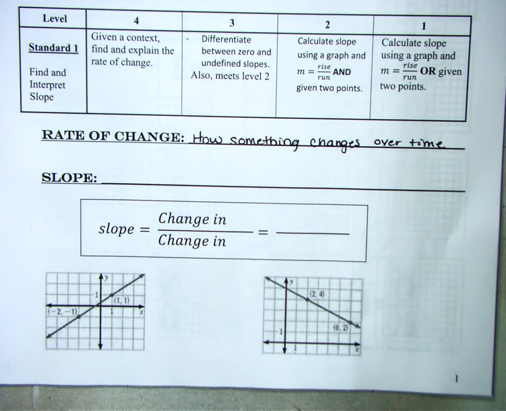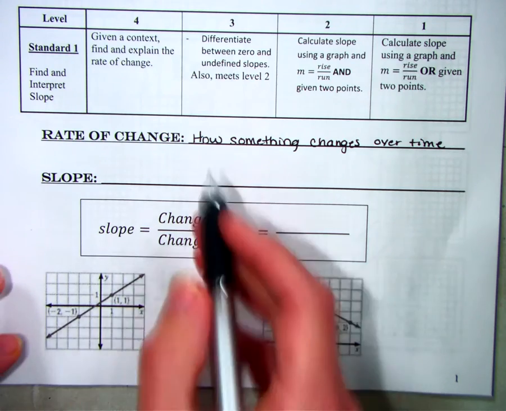So something like 60 miles per hour is a rate of change because you went 60 miles over the time of 1 hour. So that is miles per hour. That is a rate of change.